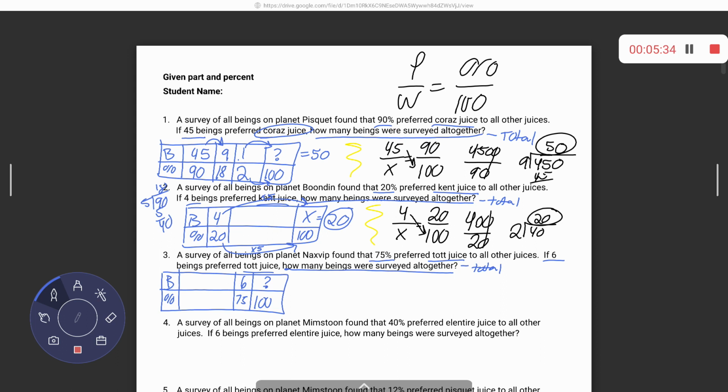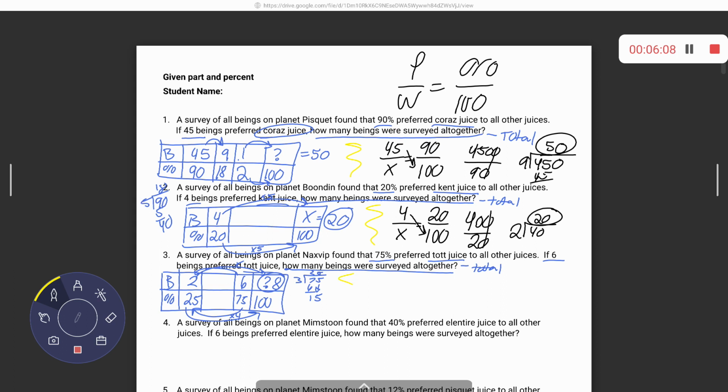So what we're going to do is lower this number. We're going to divide this by 3, because both of them are divisible by 3. 6 divided by 3 is 2. So then we're going to divide 3 into 75, and that's 25. Now I can get a 25 to 100 by multiplying by 4. So 2 times 4 is 8. So my answer is 8.